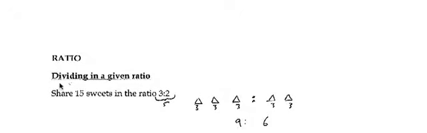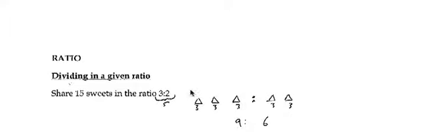Dividing in a ratio really just means dividing things unfairly. So suppose we're sharing 15 sweets in the ratio 3:2. It's important to get it clear in your head that you're actually dividing these 15 sweets between 2 people. It's just that the first person is going to get 3 piles of sweets and the second person is going to get 2 piles of sweets. So in total there are going to be 5 piles of sweets.